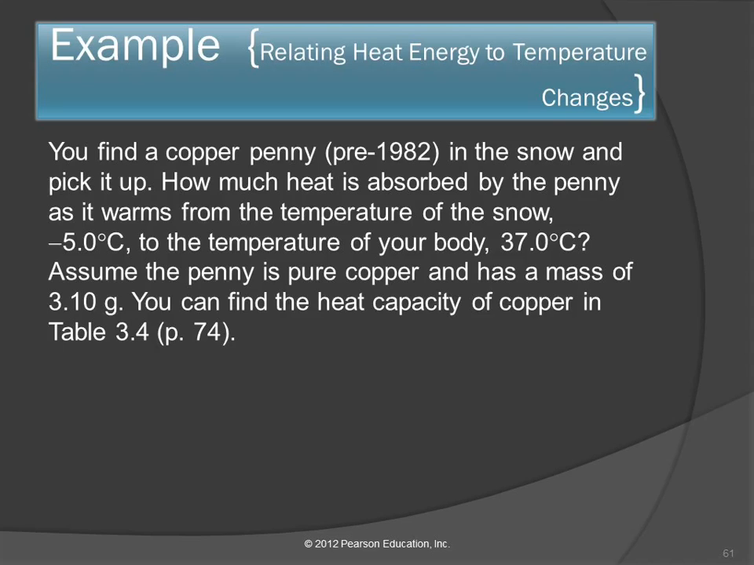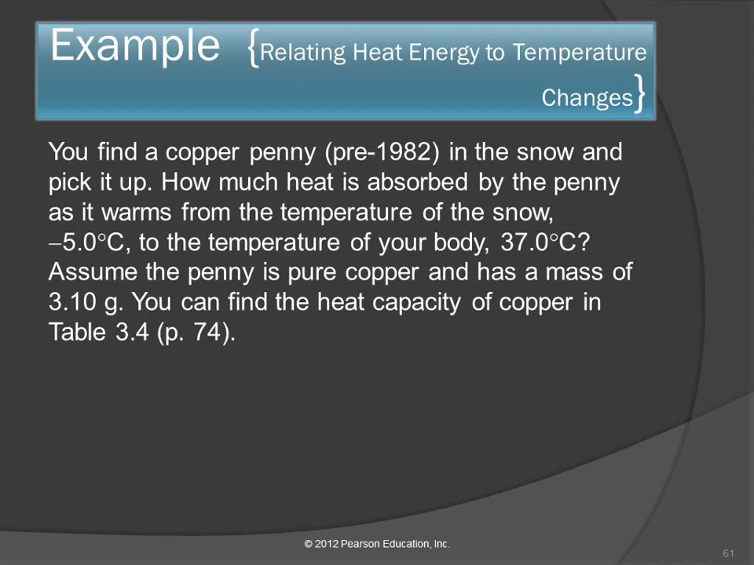This one's got a lot of words in it. You find a copper penny, pre-1982, in the snow and pick it up. How much heat is absorbed by the penny as it warms from the temperature of the snow, minus 5 degrees Celsius, to the temperature of your body, 37 degrees Celsius? Assume the penny is pure copper and has a mass of 3.10 grams. You can find the heat capacity of copper in table 3.4 on page 74.